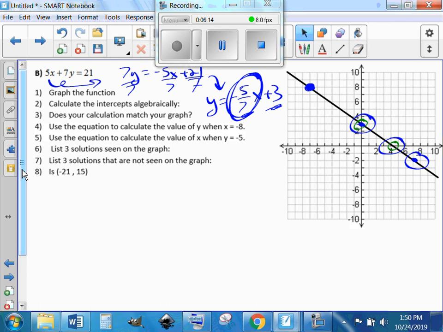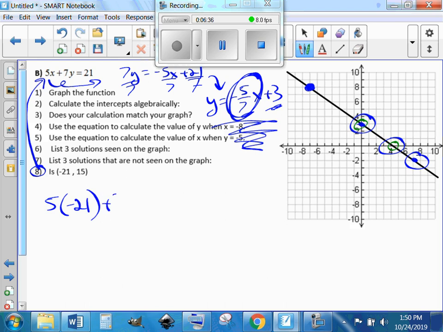Okay, number 8, is negative 21, 15 a solution? So to be a solution means that if I input these values, I get a true statement. Now, I could use this equation, the equation I've been using all along, or I could use the original equation for every one of these problems. Just to change it up a bit, I'm going to use the original equation and say 5x plus 7y, and we want to know if that equals 21.